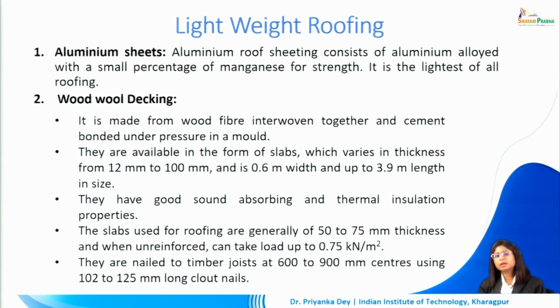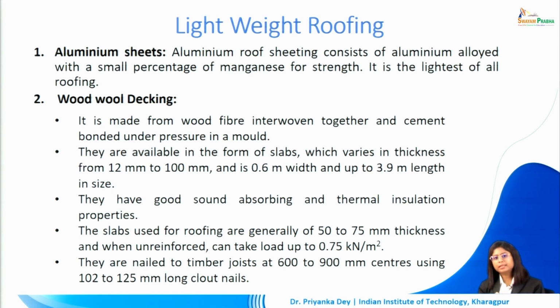Aluminium sheets are those in which the aluminium roof sheeting consists of alloyed aluminium with a small percentage of manganese for strength. It is the lightest of all the roofing materials. Definitely aluminium, as we know, is quite lightweight, which gives it a huge advantage and reduces the sections of the supporting members in the overall roofing framework.